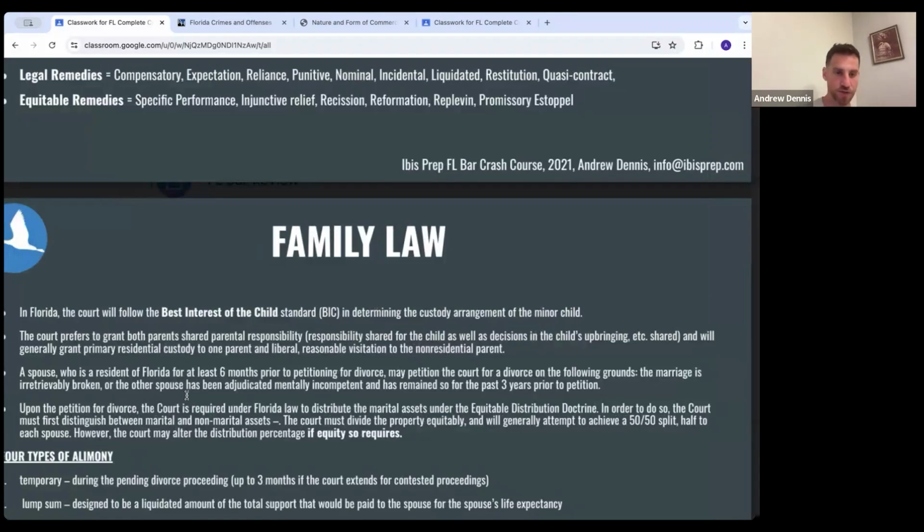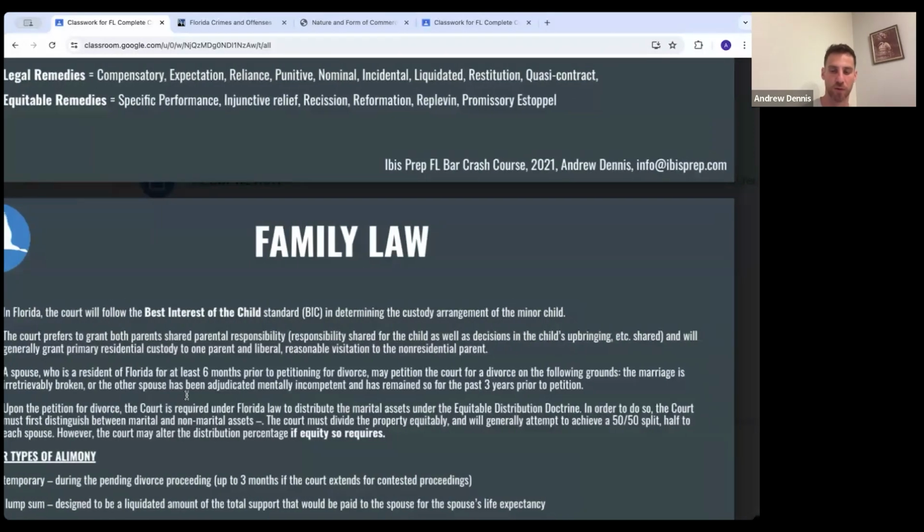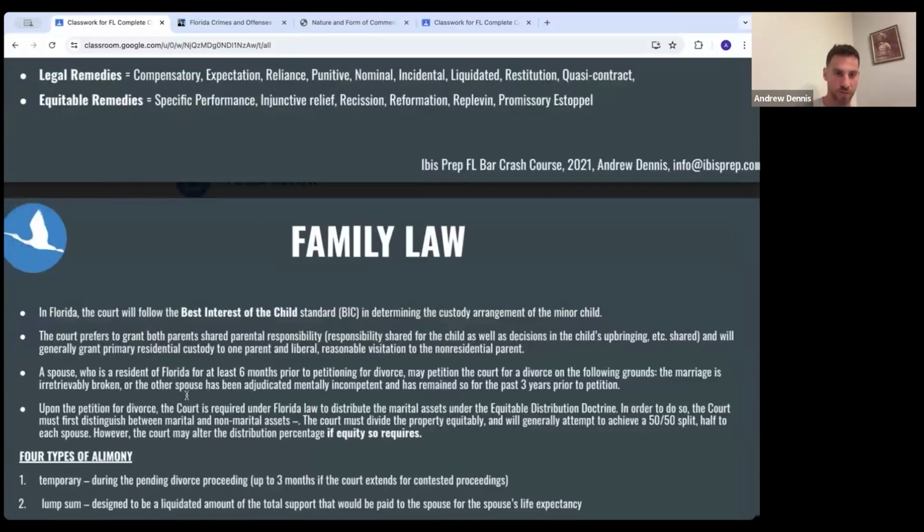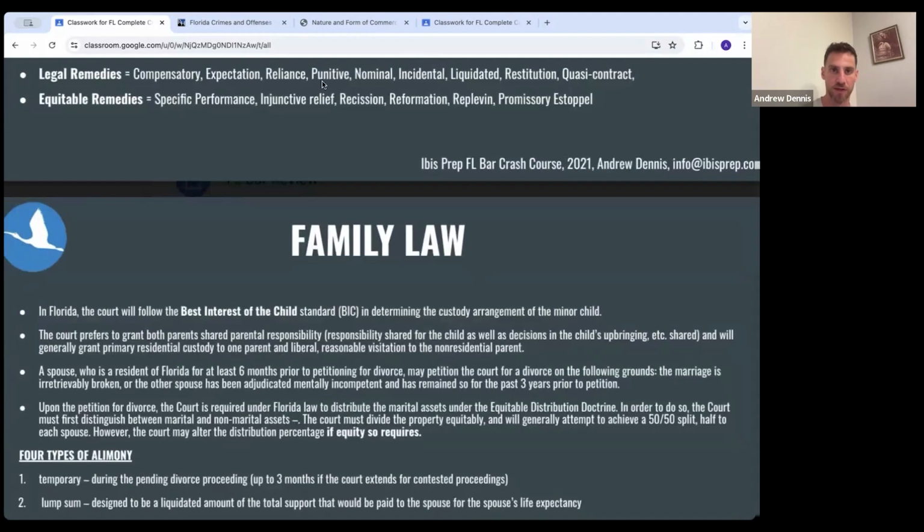Upon the petition for divorce, the court is required under Florida law to distribute the marital assets under the Florida Equitable Distribution Doctrine. In order to do so, the court must first distinguish between marital and non-marital assets. The court must divide the property equitably and will generally attempt to achieve a 50-50 split, half to each spouse. However, the court may alter the distribution percentage if equity so requires.